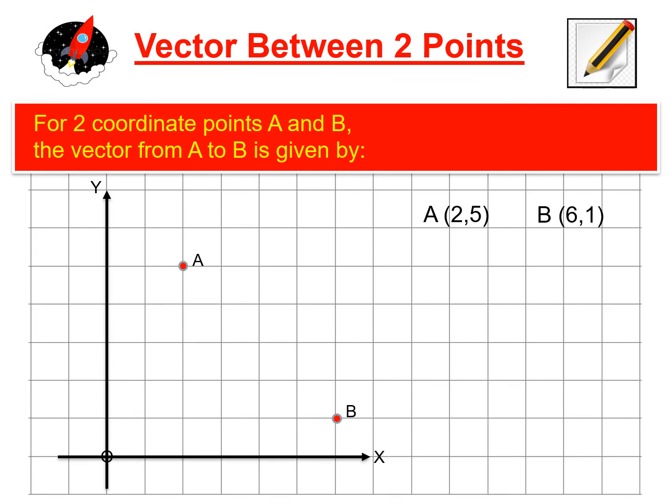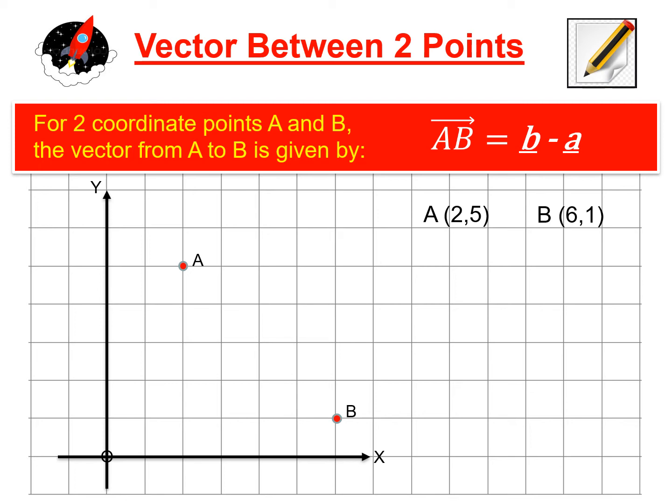Okay, so now we can start looking at the vector between 2 coordinate points. If we have 2 coordinate points A and B, the vector between them can be found by using a little formula. So the vector from A to B is the column vector of B subtract the column vector of A. If we have a look at the example below, we can see that A is the point 2, 5 and B is the point 6, 1.